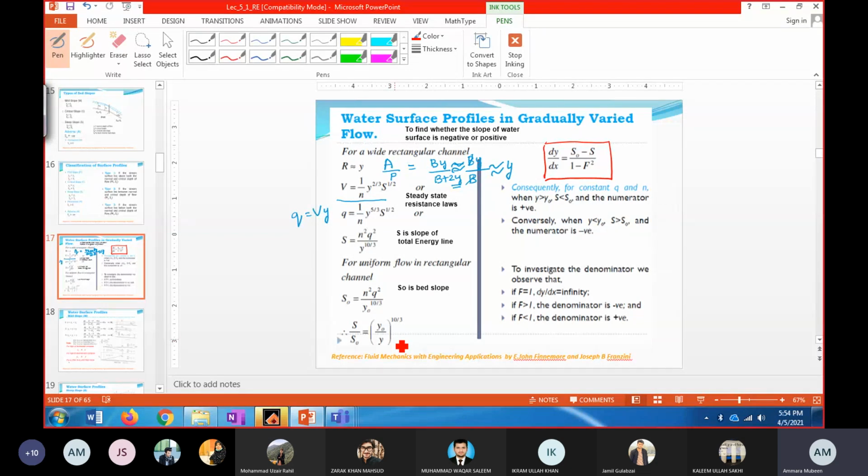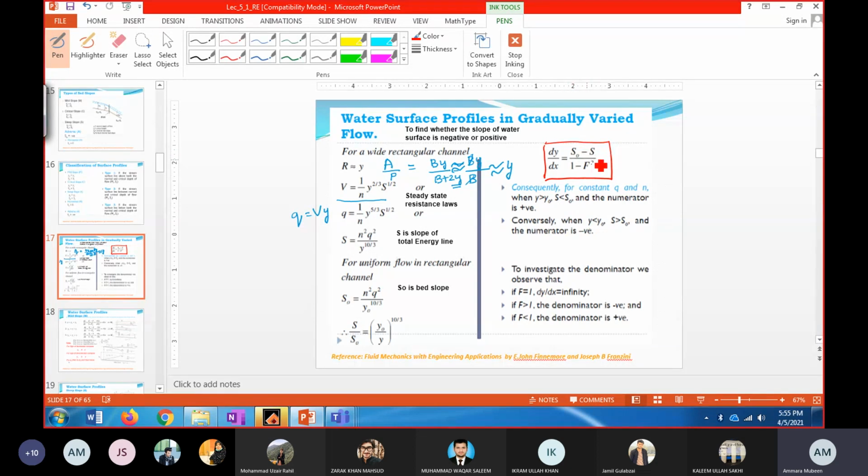So when y is greater than y naught, it means that S is less than S naught, and when S is less than S naught, the numerator would be positive. Similarly, when y naught is greater than y, then S would be greater than S naught. So in that case, when S is greater than S naught, the numerator would be negative.